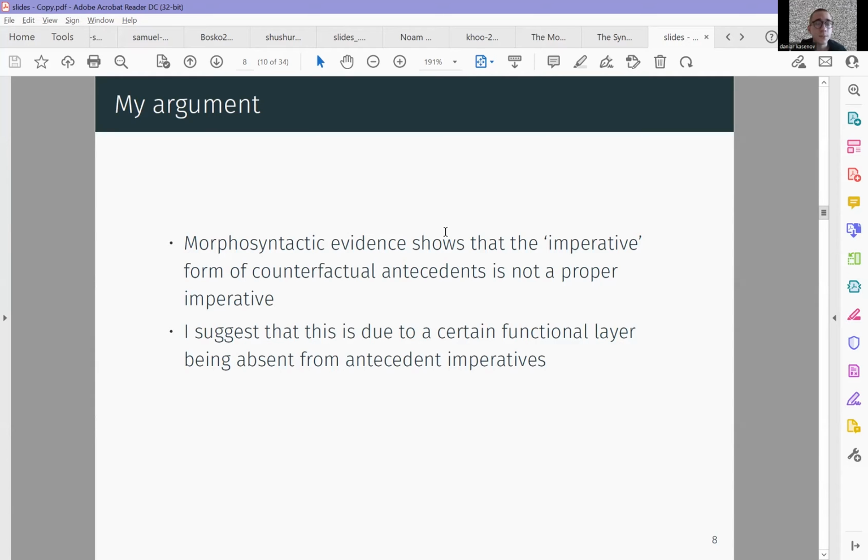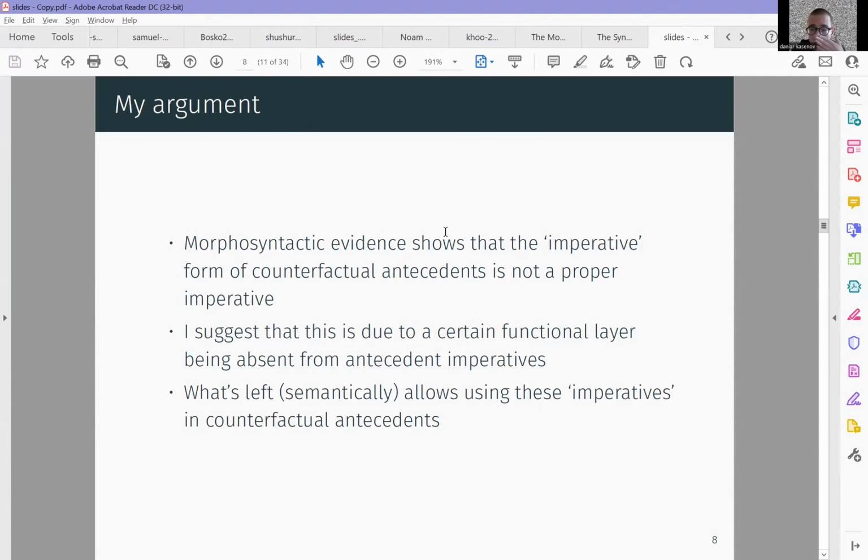It is, I don't know, a syntactic precursor of the imperative operator or something like that. And what's left semantically allows using these imperative verbal forms in counterfactual antecedents, and what's left allows for itself to be spelled out as an imperative form morphologically, while it is definitely not a true imperative, as in приди домой, come home. It is a different kind of creature, and I think the main point of my talk today is: do not trust morphology at all, especially in Russian.